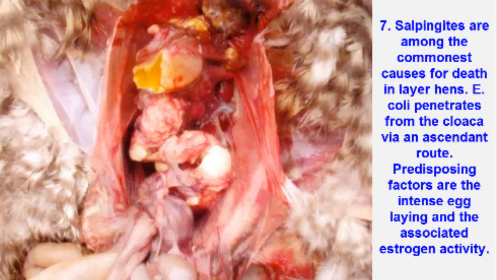7. Salpingitis is among the commonest causes for death in layer hens. E. coli penetrates from the cloaca via an ascendant route. Predisposing factors are the intense egg-laying and the associated estrogen activity.